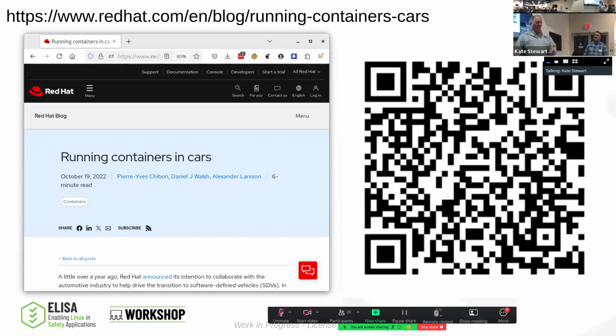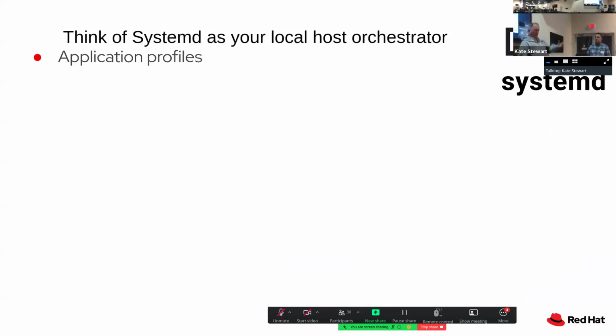So we actually wrote an article a couple of years ago, basically saying why Kubernetes is not the tool, even if you're going to run multiple services in a system that has to be functionally safe, because of this concept of eventual consistency.